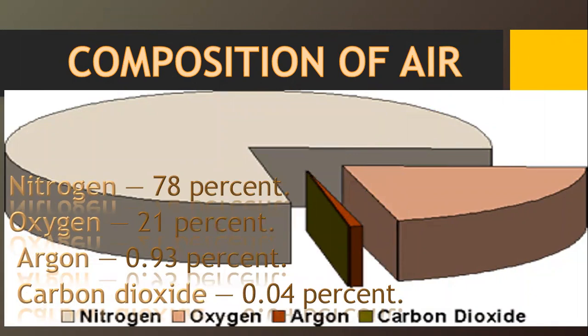Composition of air. Definitely, air consists of many gases. Nitrogen is 78%, oxygen is 21%, argon is 0.93%, carbon dioxide is 0.04%. It means that air consists of nitrogen, oxygen, carbon dioxide, and argon.